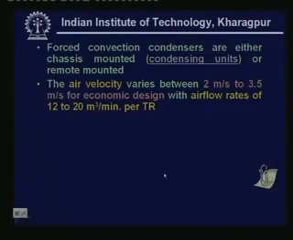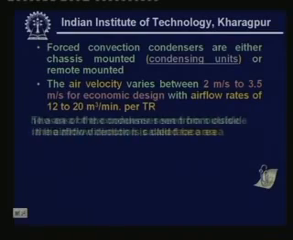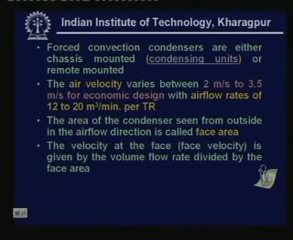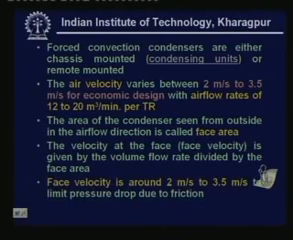Normally the air velocity varies between 2 meter per second to 3.5 meter per second for economic design, and the airflow rates vary between 12 to 20 meter cube per minute per ton of refrigeration. The area of the condenser seen from outside in the airflow direction is called the face area. The velocity at the face, also known as face velocity, is given by the volume flow rate divided by the face area. Face velocity is around 2 meter per second to 3.5 meter per second to limit pressure drop due to friction.